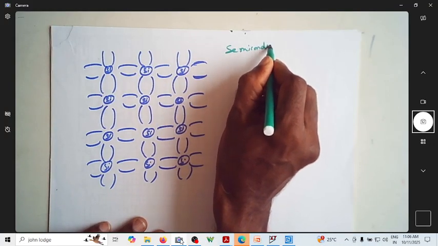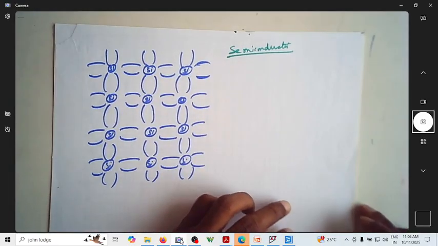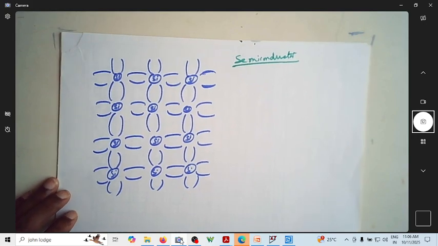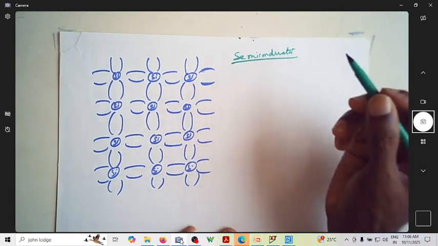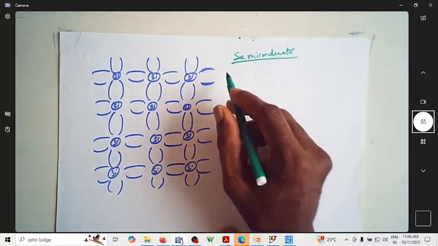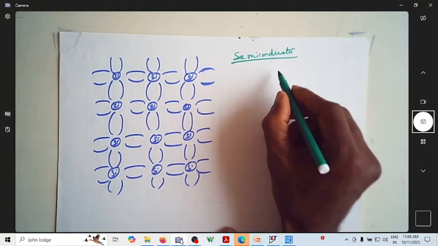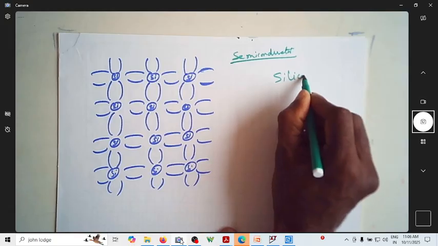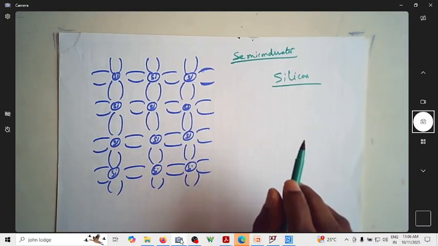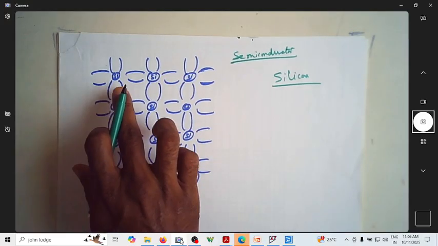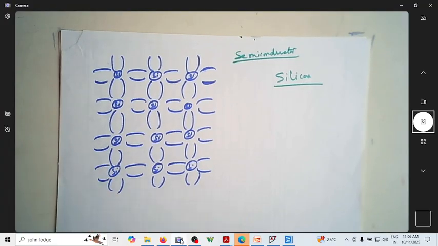We are trying to consider a semiconductor. So this is semiconductor. As we know, its conductivity is neither that of a conductor nor of an insulator. So this can behave like an insulator or a conductor depending on the temperature we are operating at. We know that silicon is the best known semiconductor. Now this is how the covalent bond of the silicon will be looking like.